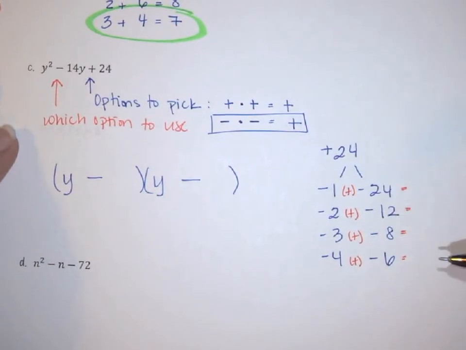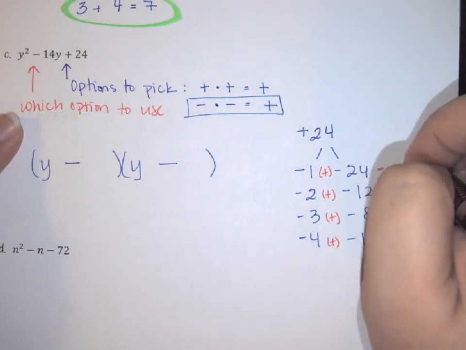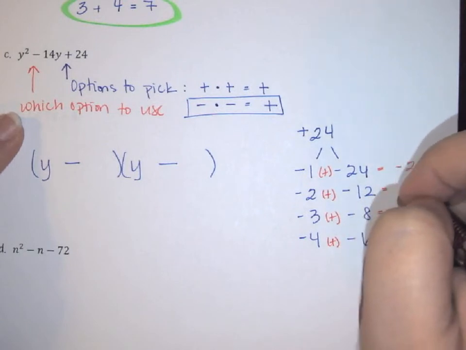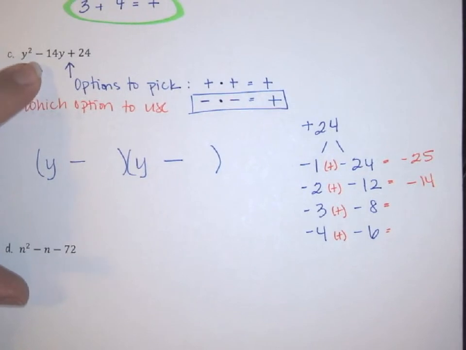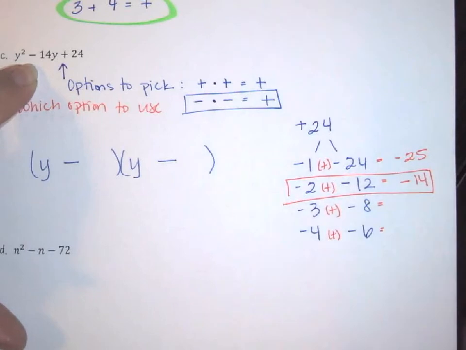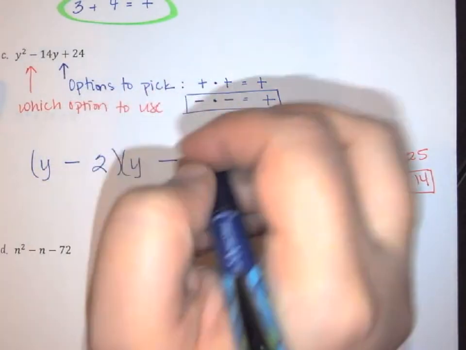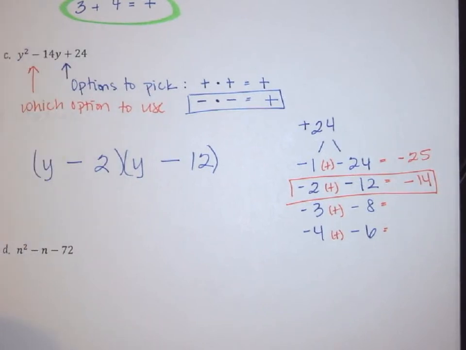So negative 1 minus 24, or plus a negative 24, gives you negative 25. Negative 2 plus negative 12 gives you a negative 14. That is actually what I wanted, which means I can stop, because this is going to be the only set that is going to work. So here, this is going to give me 2 and 12. Again, I can FOIL them back together, and I should get what I started with.